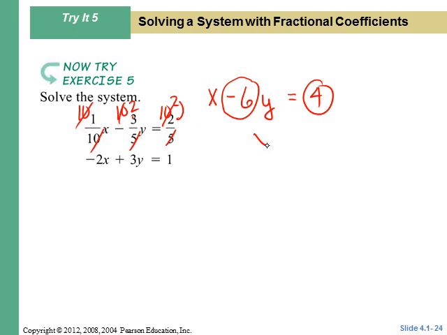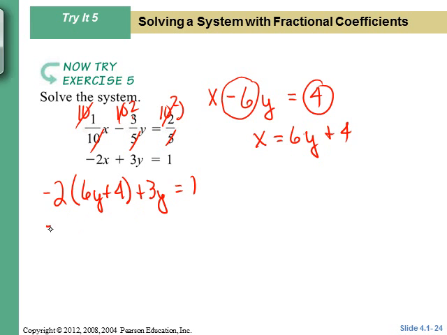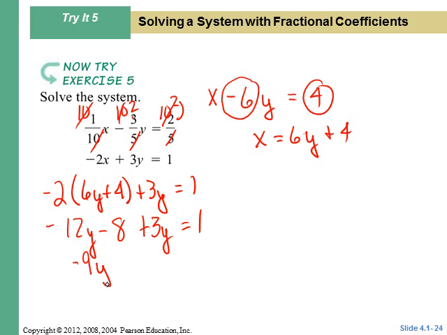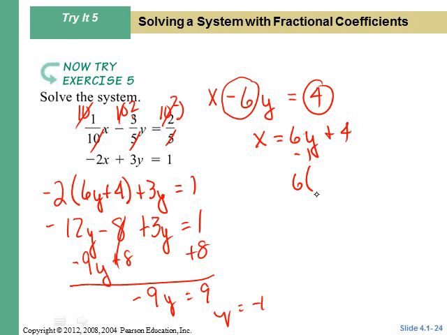Okay, now let's rewrite this as x equals 6y plus 4 and substitute. Negative 2 parentheses 6y plus 4 plus 3y equals 1. Negative 12y minus 8 plus 3y equals 1. This is negative 9y. Add 8 to both sides. We get negative 9y is positive 9. So y is negative 1. So we have 6 times negative 1 plus 4 is negative 6 plus 4 is negative 2. So x is negative 2, y is negative 1.